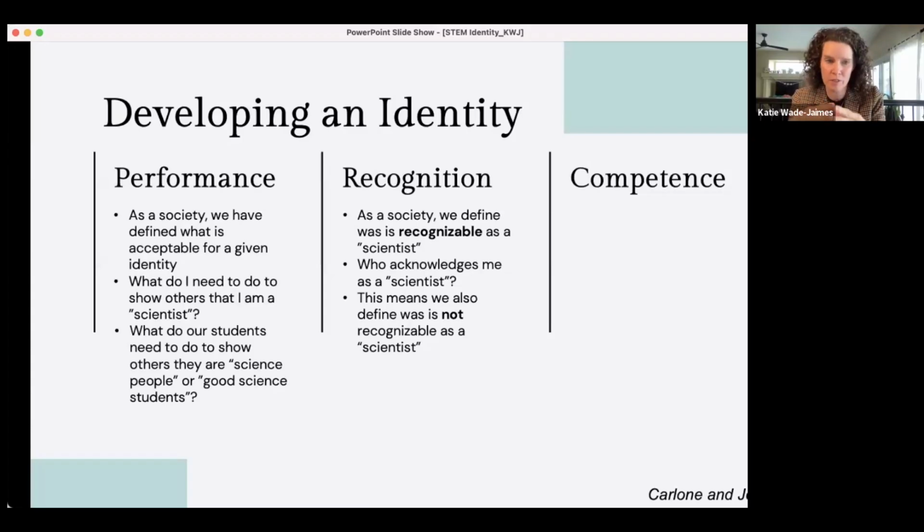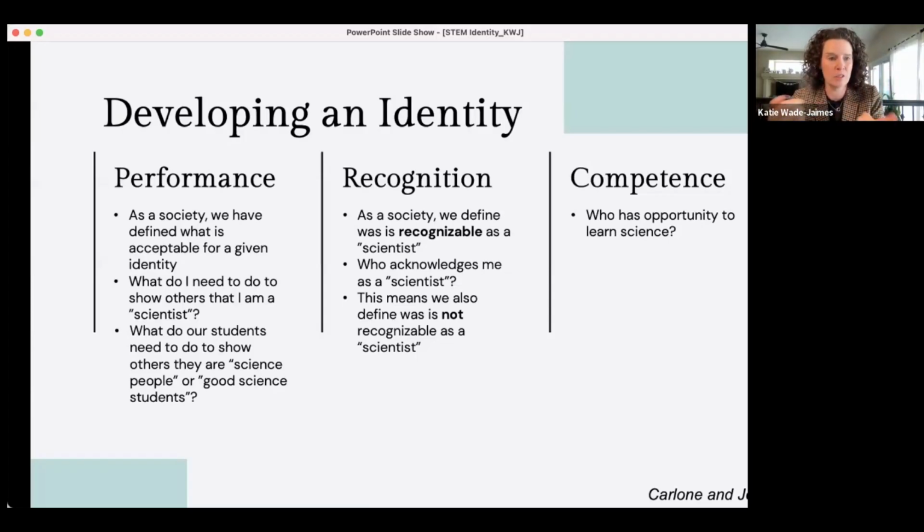And what's important with this piece is that if we're defining what is recognizable as a scientist, that means we're also defining what's not recognizable as a scientist. And that's almost more important in this case, because if that definition of who can be a scientist and who can be seen as a scientist isn't broad enough, then we're limiting those people who can actually be recognized as a scientist. Now, for science in particular, Carlone and Johnson added onto this idea of competence.